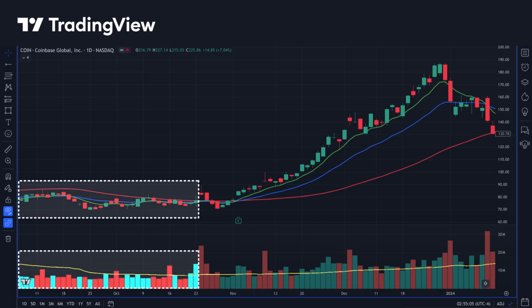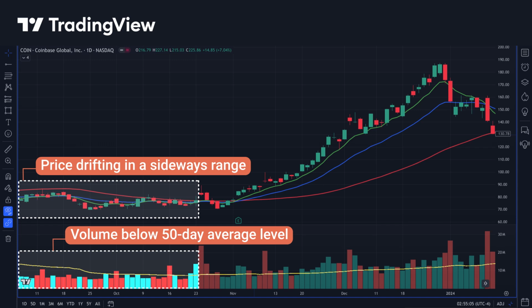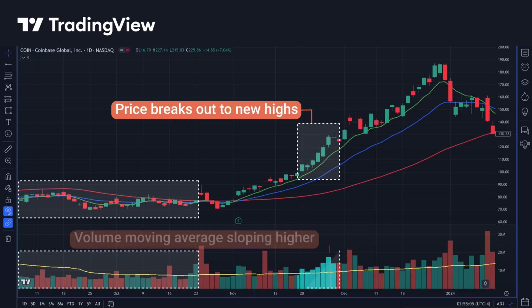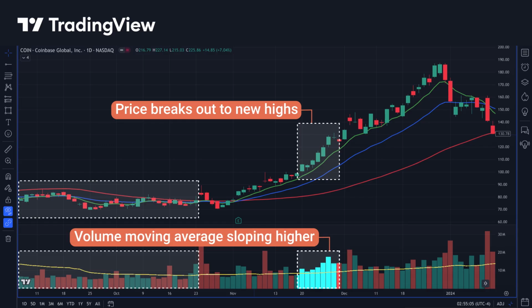Okay, how did you do? In the first part of the chart, we see the price quietly drifting in a sideways range with volume coming in lighter than average. But then we see the price breaks out of its range to a new high, which was sparked by a positive reaction to earnings. Remember that earnings dates are annotated on TradingView with the letter E below the price chart. The stock then entered into a new uptrend, which was indeed confirmed by increasing volume as the price trended higher.